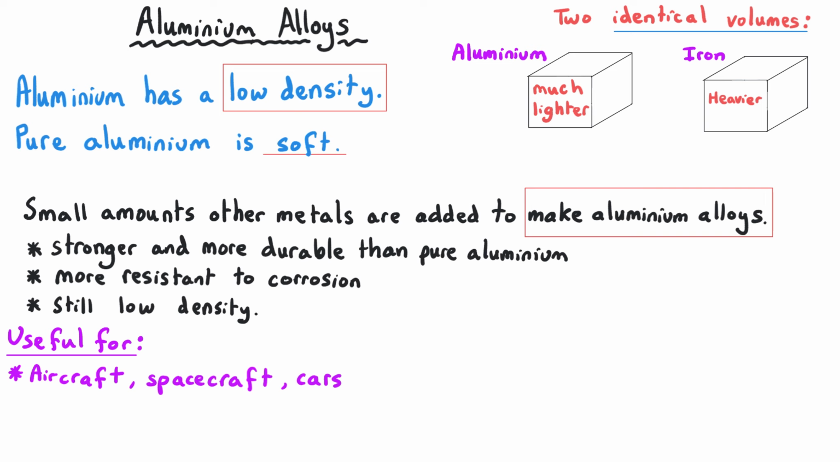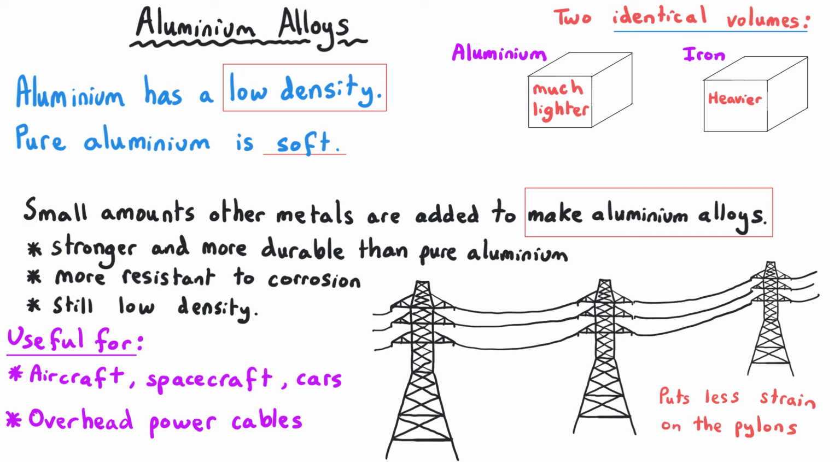Additionally, because it's a metal, it will conduct electricity, and because it is low density, the aluminium alloy can be attached at the top of tall pylons without the risk of it breaking under its own weight.